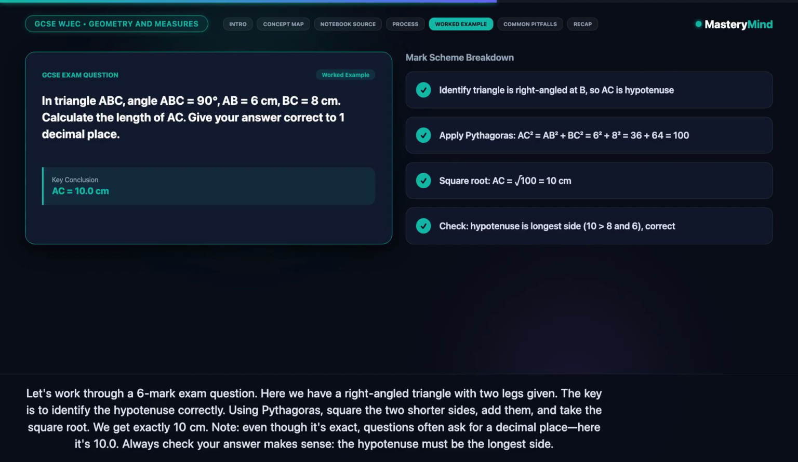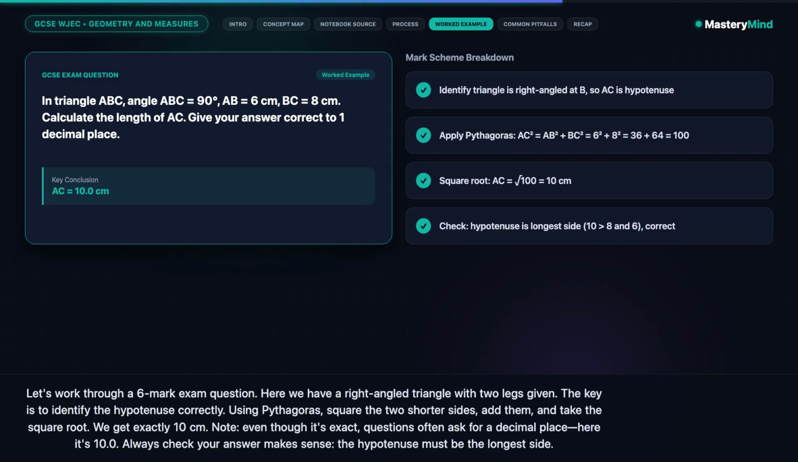Using Pythagoras, square the 2 shorter sides, add them, and take the square root. We get exactly 10 centimeters. Note, even though it's exact, questions often ask for a decimal place. Here it's 10.0. Always check your answer makes sense. The hypotenuse must be the longest side.